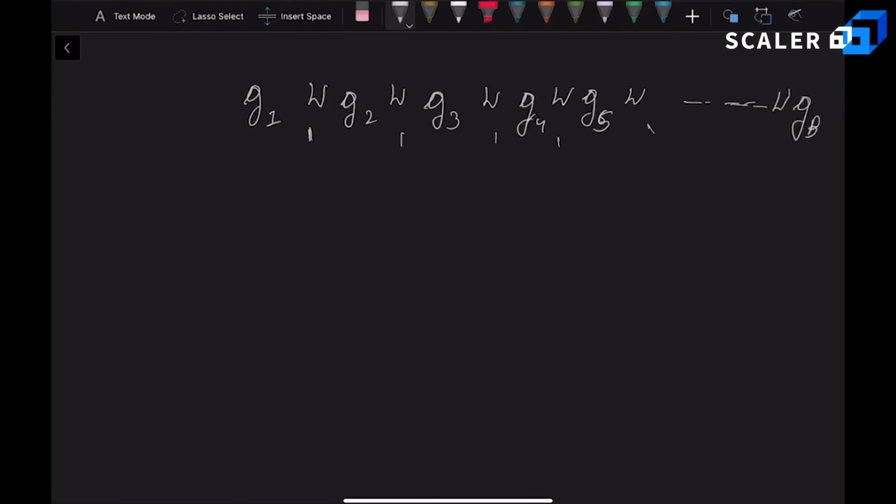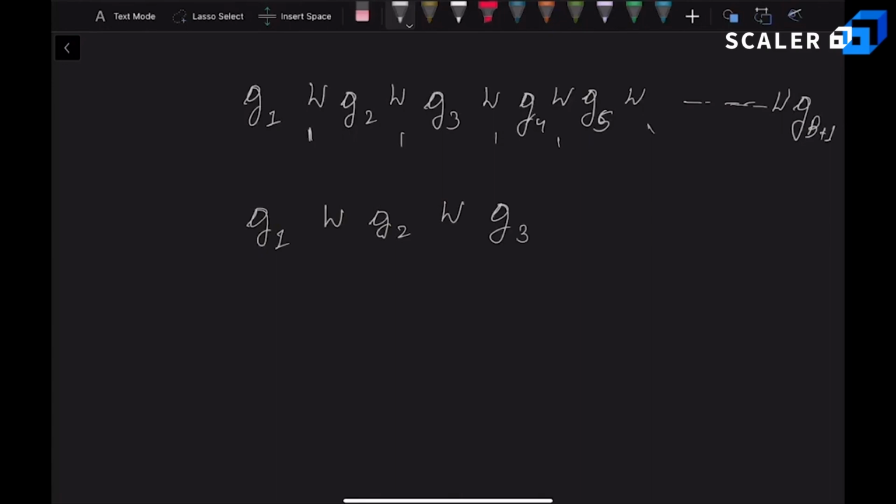The idea was that if India wins B matches, then there will be B plus 1 gaps. So if these are B wins, then there will be B plus 1 gaps. Let's call the gaps Gi. So this will be G1, G2, G3, G4, G5, and so on up till G of B plus 1. For example, if the total number of matches played were 5 and India won 2 matches, so B is 2, there will be 3 gaps, G1, G2 and G3.